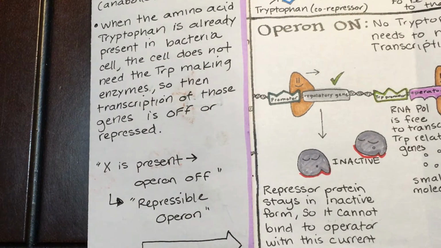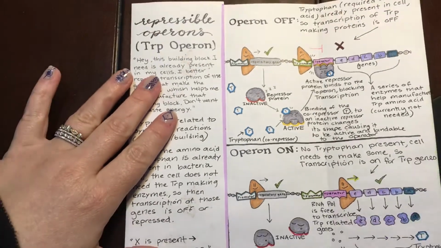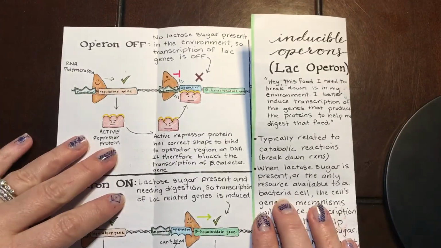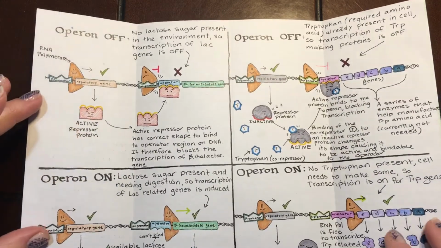I hope this is helpful for y'all. Again, the reason it's got the two sides is so you can read this information, flip it open, read that information, and compare and contrast.